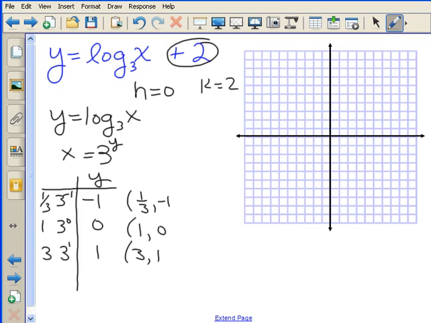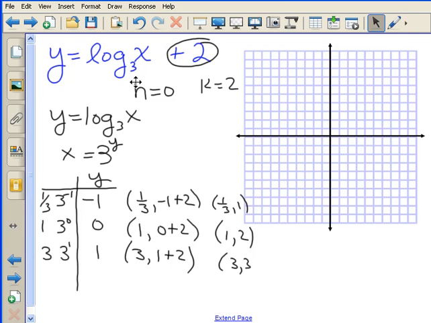Since k affects the y values, we need to add +2 to each of our y values for the points that we're going to graph. So we have the points (1/3, 1), (1, 2), and (3, 3). Those will be the points on the graph that we show.